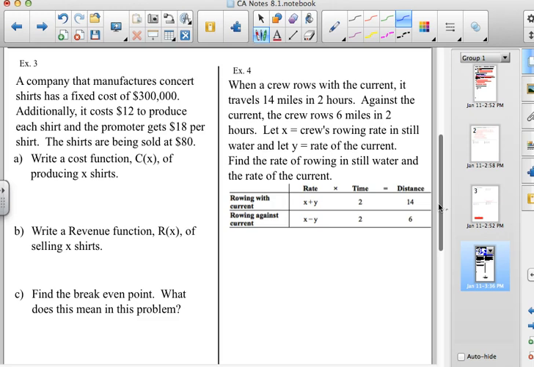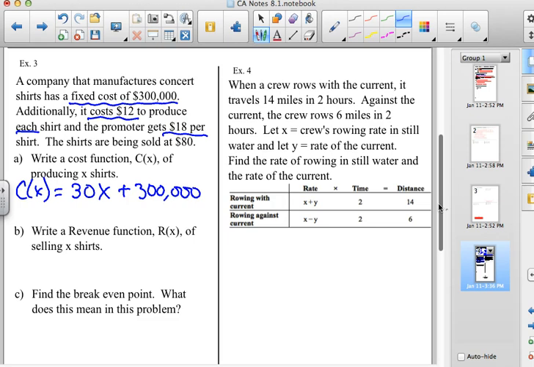So the first question says to write a cost function, C of x, for producing x shirts. So what does it cost to make the shirts? It says here we have a fixed cost of $300,000, and then it says it costs $12 to make each shirt, plus the promoter gets $18 per shirt. So total cost for the shirts would be $30. Okay, that's your variable cost. You're going to spend $30 per shirt. So if we make 10 shirts, you just spent $300. So 30x plus we have fixed costs of $300,000. Right, that's your electricity, building rental, all the things that stay constant each month. Or relatively constant, I should say.